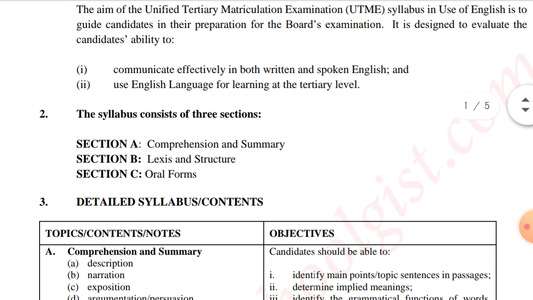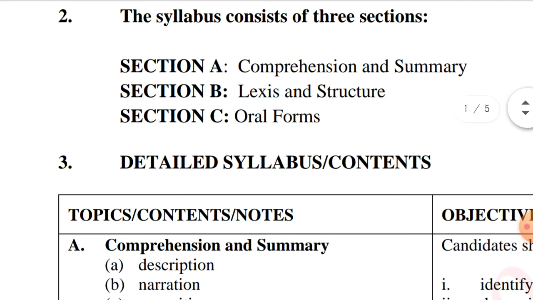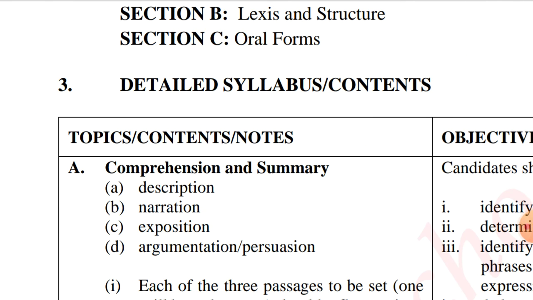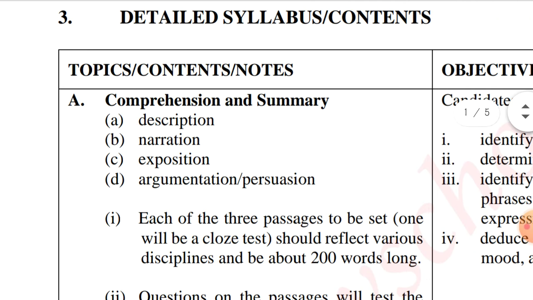Section A is comprehension and summary, as you can see. Section B is lessons and structure. Section C is oral forms. So the areas you need to focus on are in each of the sections. Section A, we have comprehension and summary.